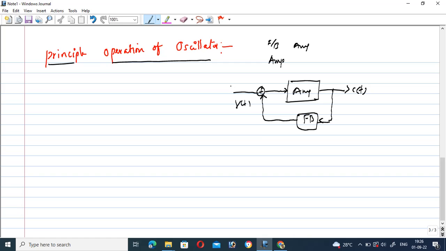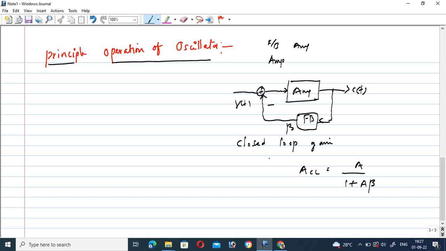So in this case, for the negative feedback, we know that the closed loop gain formula is ACL is equal to A by 1 plus A beta, if you are treating the feedback as beta. So this is for the negative feedback. But in case of the oscillator, we are using the positive feedback.